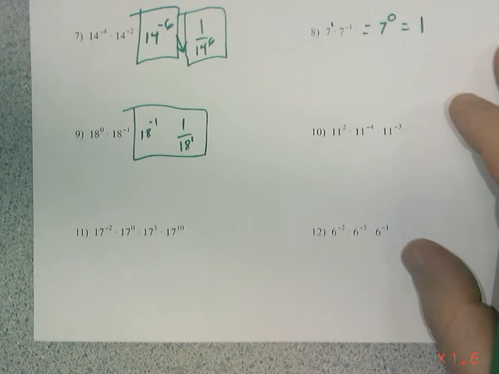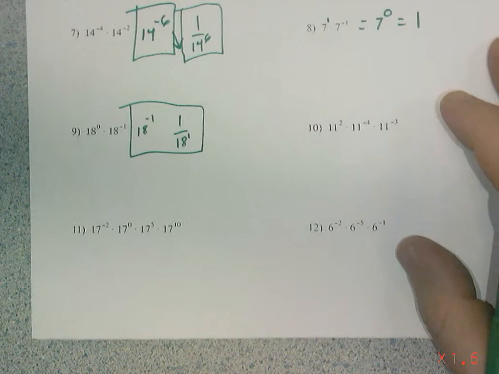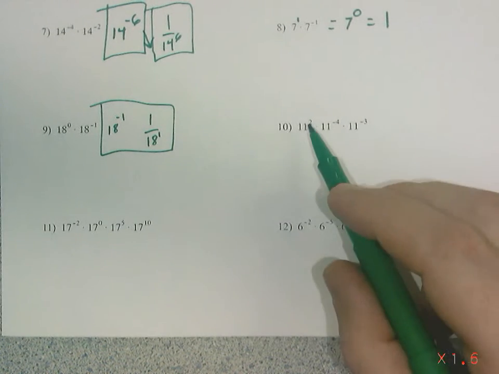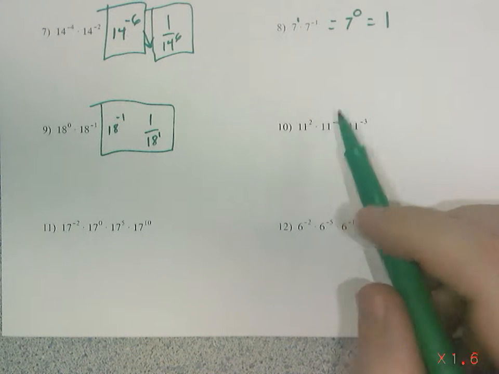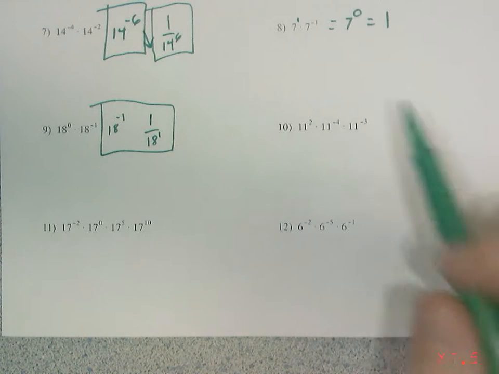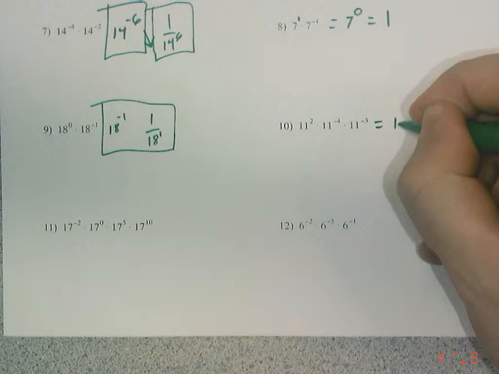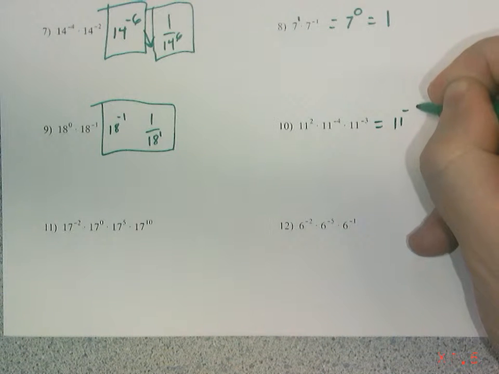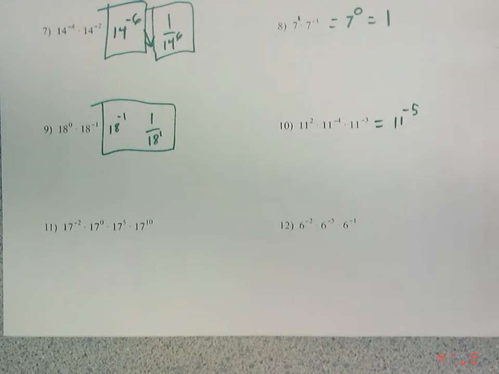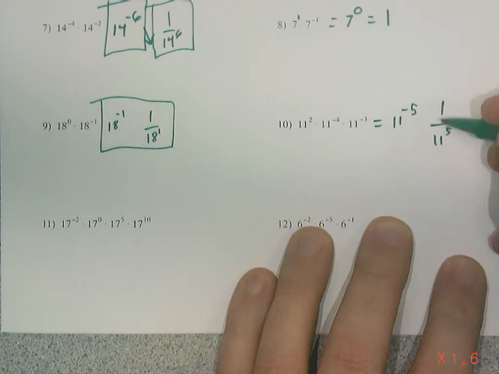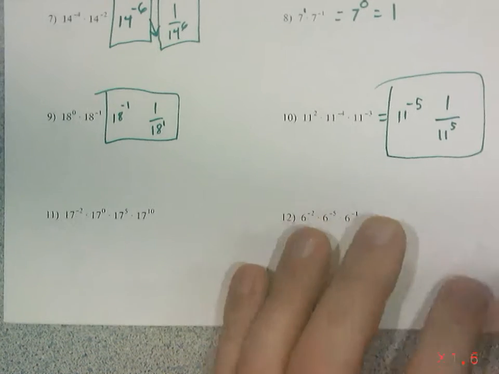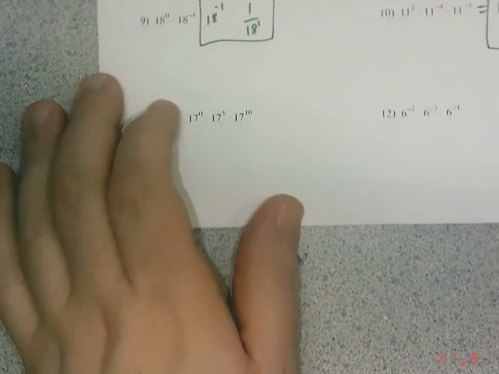Okay, let's do some of these that are a little bit more complicated. Let's look at number 10. So we have 2, negative 4, negative 3. 2 plus negative 4 is negative 2, plus negative 3 is negative 5. So 11 to the negative 5th power. And then to make them happy, it would go downstairs, 1 over 11 to the 5th power. And there are your answers.